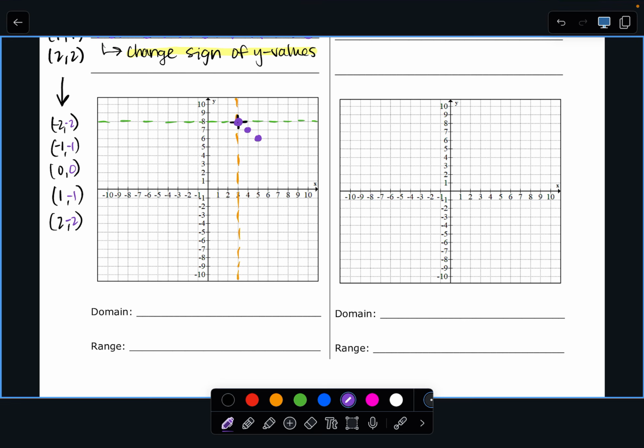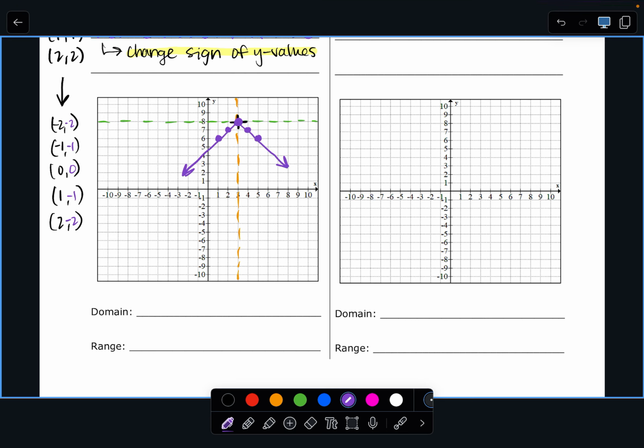And like quadratics, the absolute value has reflectional symmetry. So if you are able to graph one side of it, you can just graph the mirror image on the other side. And we should have an absolute value function that has been reflected.